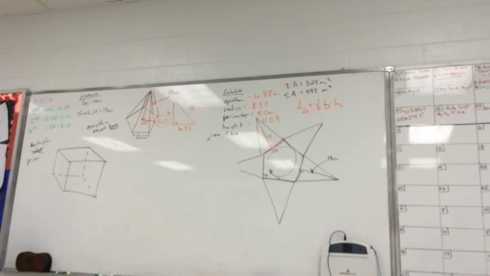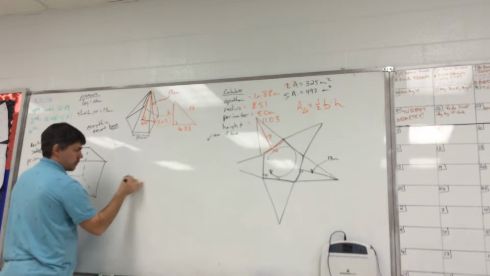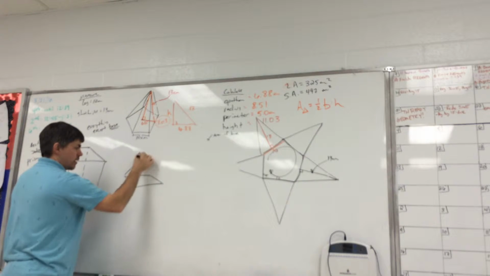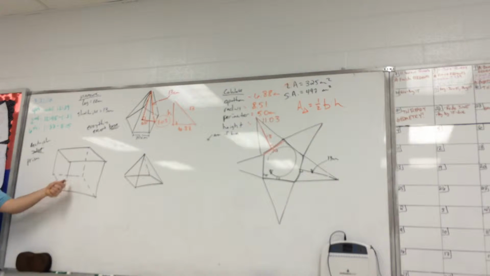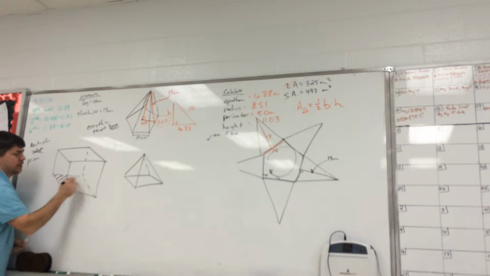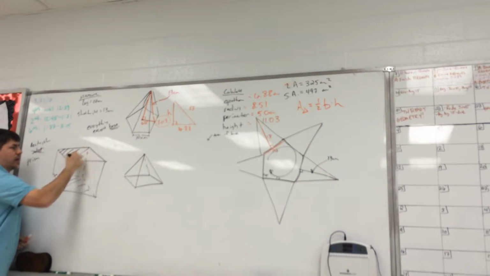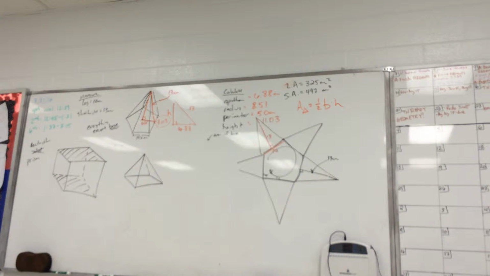What's the difference between a prism and a pyramid? A pyramid comes up to a point. A prism does not. Its base is the same thing: the top and the bottom are the same. Does that make sense? Okay, so here's what's funny. Let's say that this is 4, and this is 5, and this is 6.